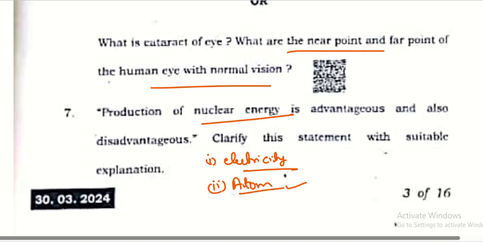So these are the disadvantages, and the production of electricity is the advantage. Then we move on to the next one.